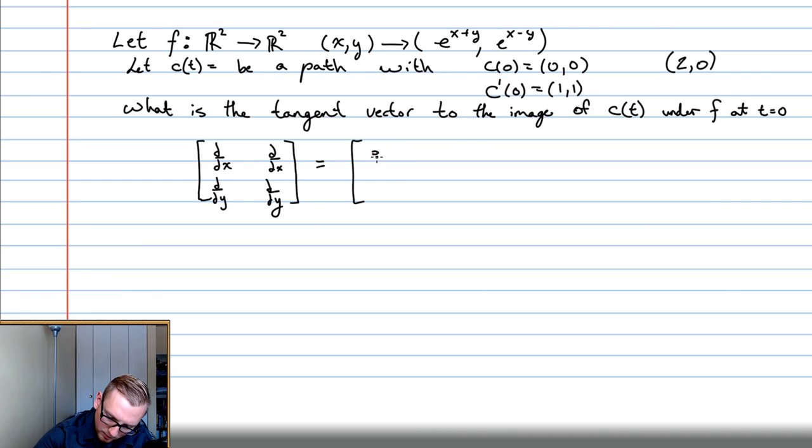D by dx, so we've got e to the x plus y and e to the x plus y. This one would give us e to the x plus y and minus e to the x minus y. Silly brains. And no, that seems incorrect. I gotta look at the matrix again. Why don't I remember? Variable 1, variable 2. There we go.